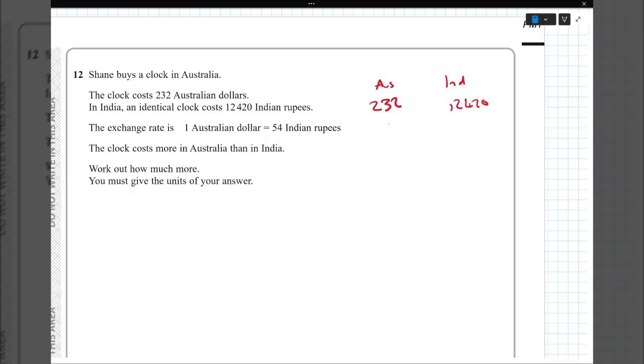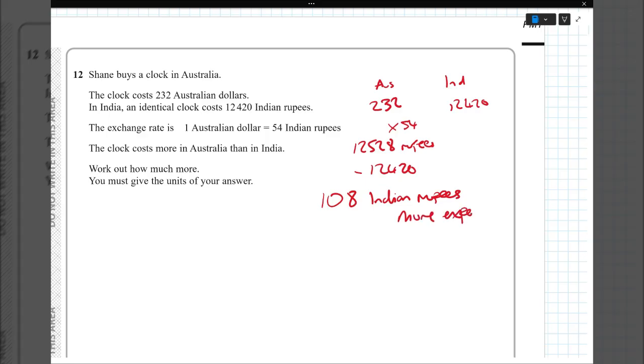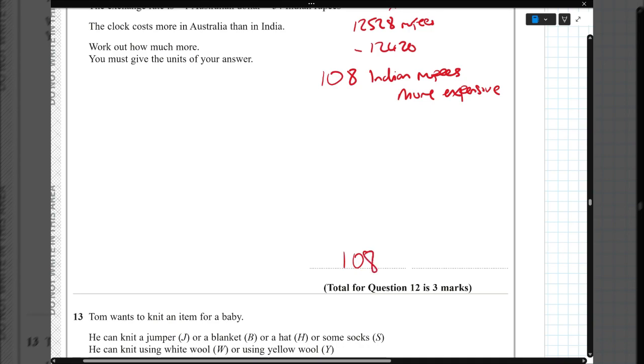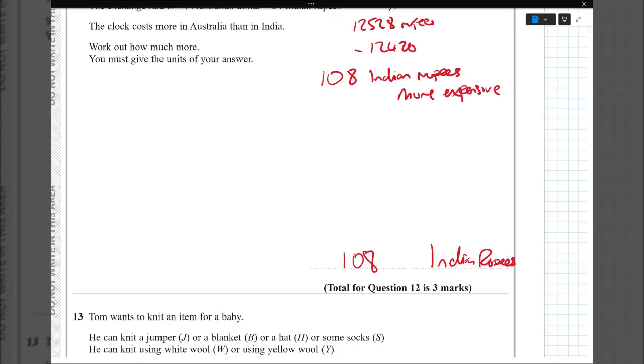So I'm going to multiply my dollars by 54. So 232 times 54 gives me 12528 rupees. Then we're going to subtract the 12420, and that says it's 108 Indian rupees more expensive. I'm not bothered about the units because it doesn't tell me it has to be in dollars, so I'm happy to go with the Indian rupees. And then we've got 2 parts on the answer line. Okay, fantastic.